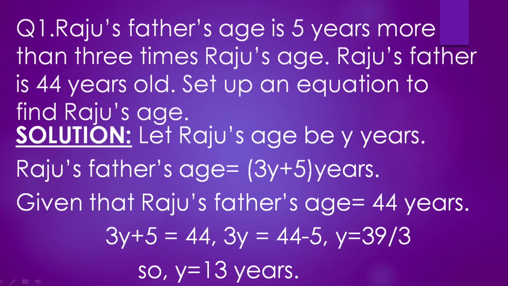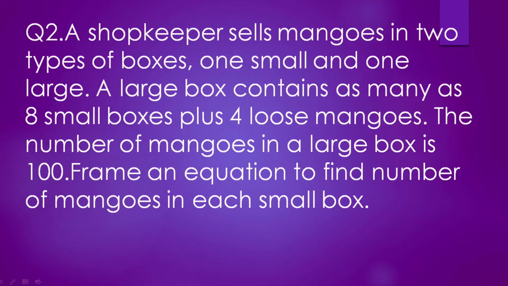Now given that Raju's father's age is 44 years, shall I equate them? Of course. 3y plus 5 is equal to 44. Now it is very simple. 3y is equal to 44 minus 5. That gives me 39. So what is 39 upon 3? It is 13. So in this way I can find out Raju's age is 13 years. It becomes very simple now. Now let's try one more question.